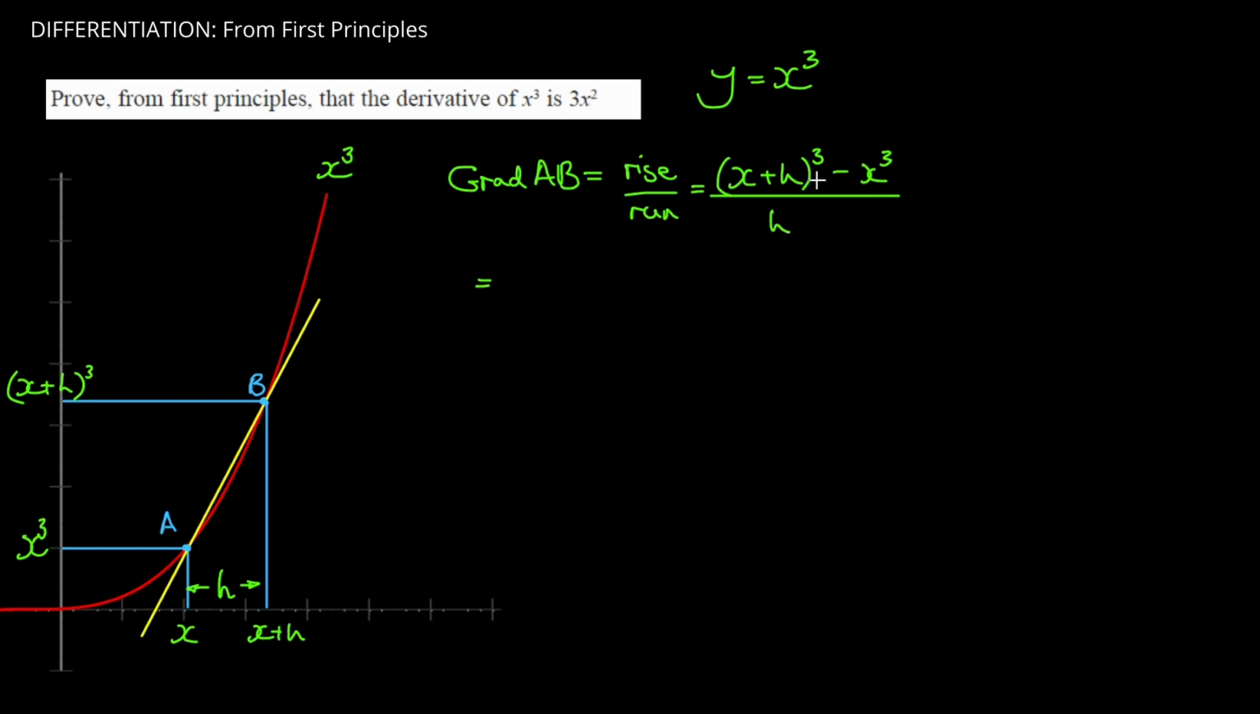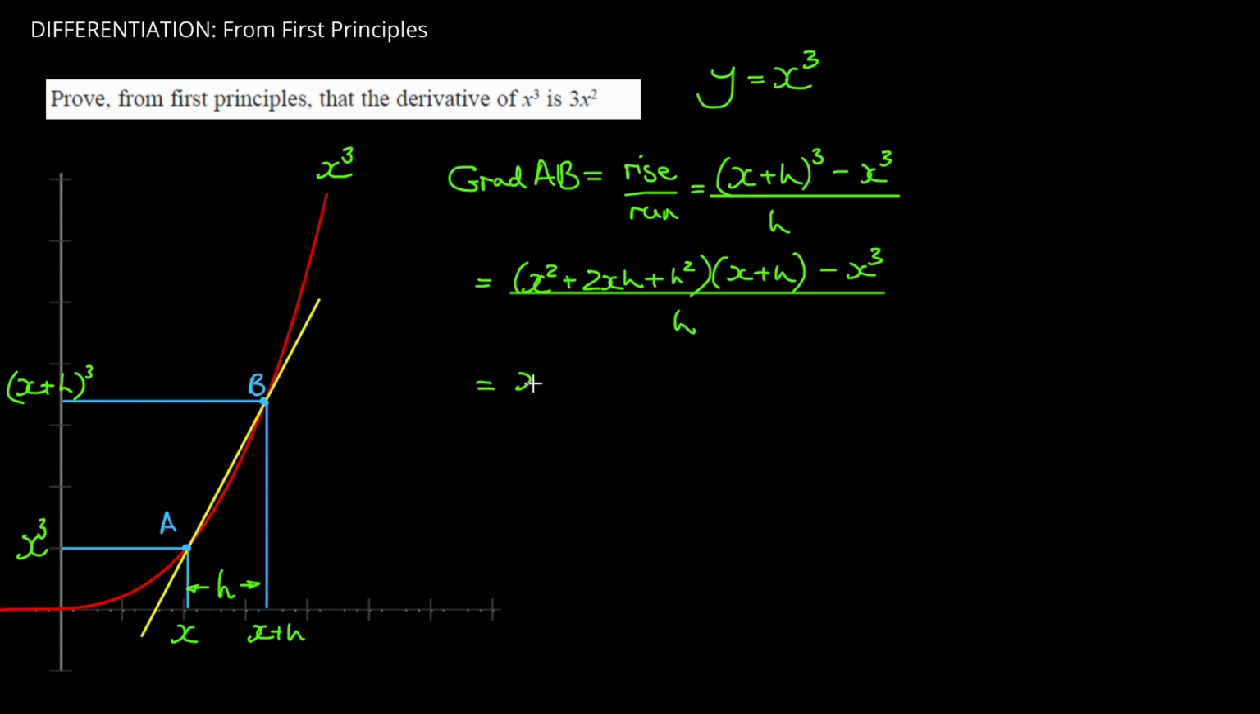Well, the multiplication of this is a quadratic and then multiplied by x plus h again. So the quadratic will be x squared plus 2xh plus h squared, and that will be multiplied by x plus h, minus x cubed, and that's all divided by h. We've got to multiply this out. We multiply everything in this first bracket by x, and then multiply everything in this first bracket by h.